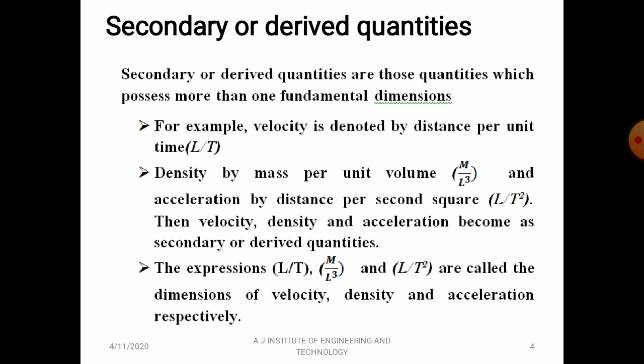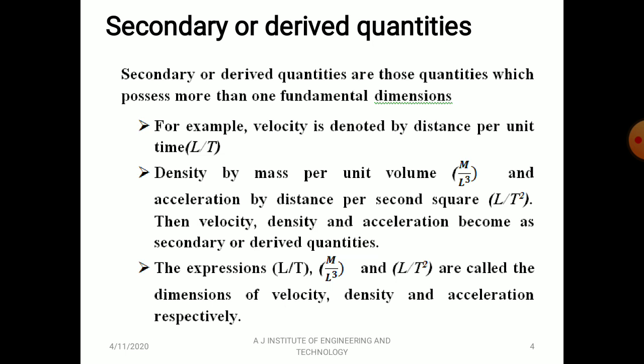You can consider one more example, velocity. Velocity is denoted by distance per unit time. So velocity is given by the mathematical formula, a ratio of distance to time. The unit of distance is meter, the unit of time is second. So meter per second. So in terms of dimension, for meter it is length, that is L, and for second it is time, that is T. So L T to the power minus 1, or L by T.